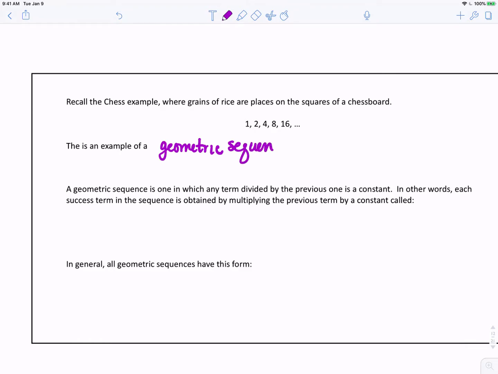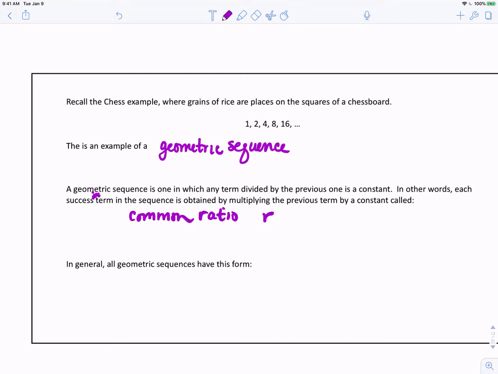So what is a geometric sequence? A geometric sequence is one in which any term divided by the previous one is constant. In other words, each successive term in the sequence is obtained by multiplying the previous one by a constant called the common ratio. And usually it's denoted with the letter r.